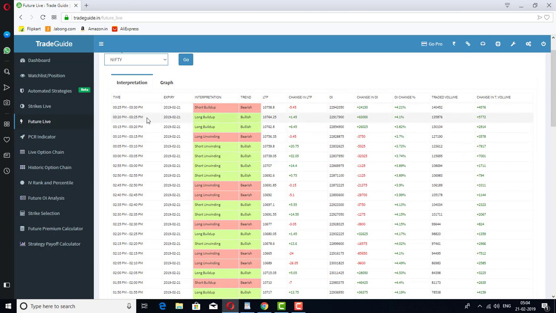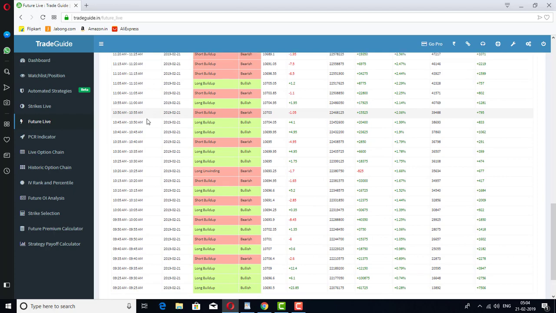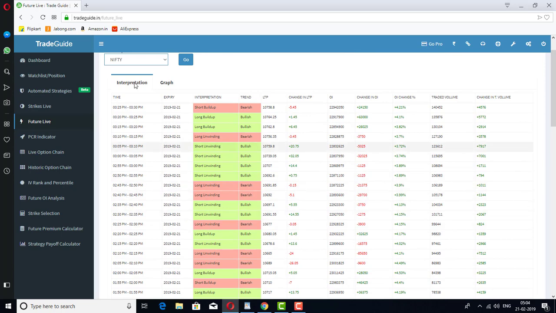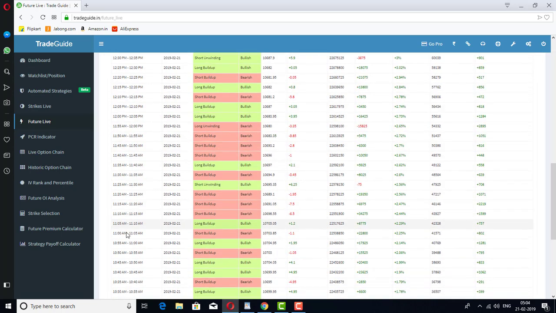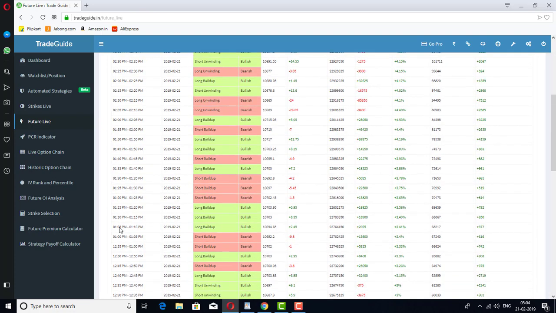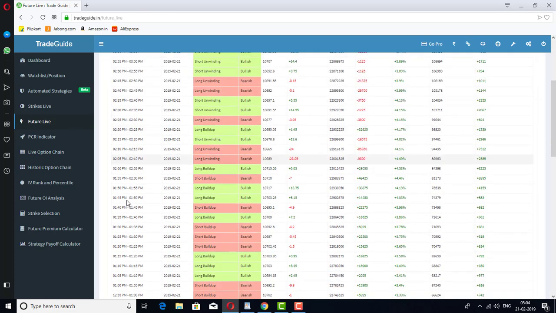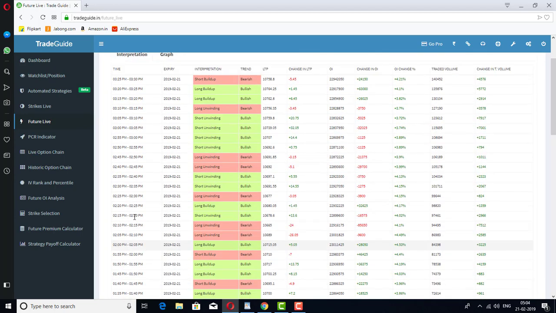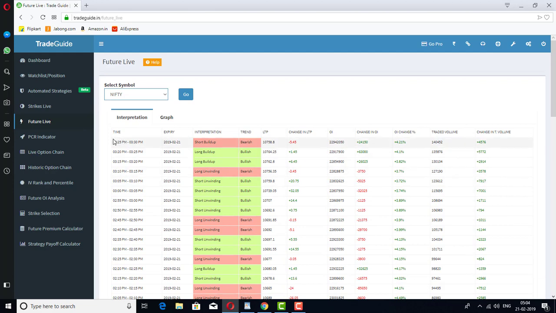Okay, so the first column is time. The very bottom is 9:20, and the very top is 3:30. So the opening time of the market till the closing time is divided into 5 minute intervals each. The overall activity of the market is broken down into 5 minute intervals, and an observation is made of what activity has taken place in every 5 minutes.